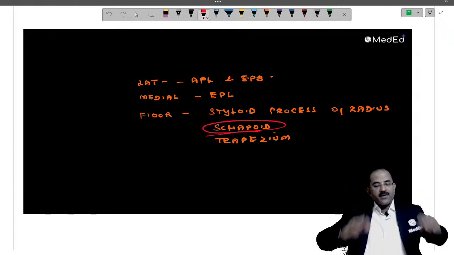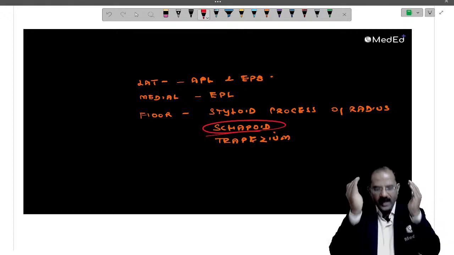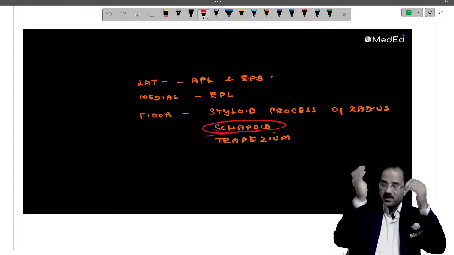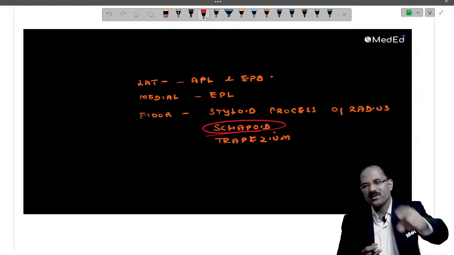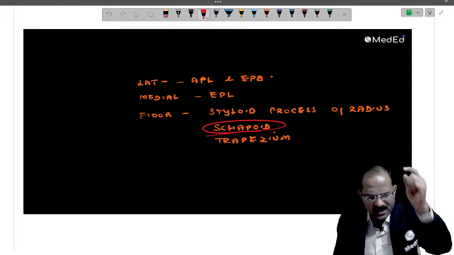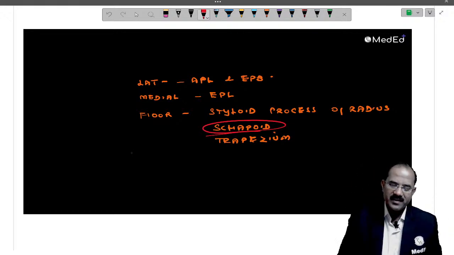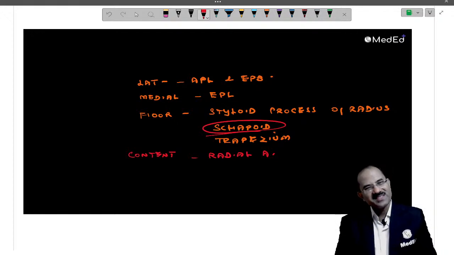Okay, so the lateral boundary of the anatomical snuff box is formed by abductor pollicis longus and the extensor pollicis brevis. The medial boundary is formed by extensor pollicis longus. The floor is formed by the styloid process of radius, the scaphoid and the trapezium. And the content, any guesses? Radial artery. Radial artery is a content.